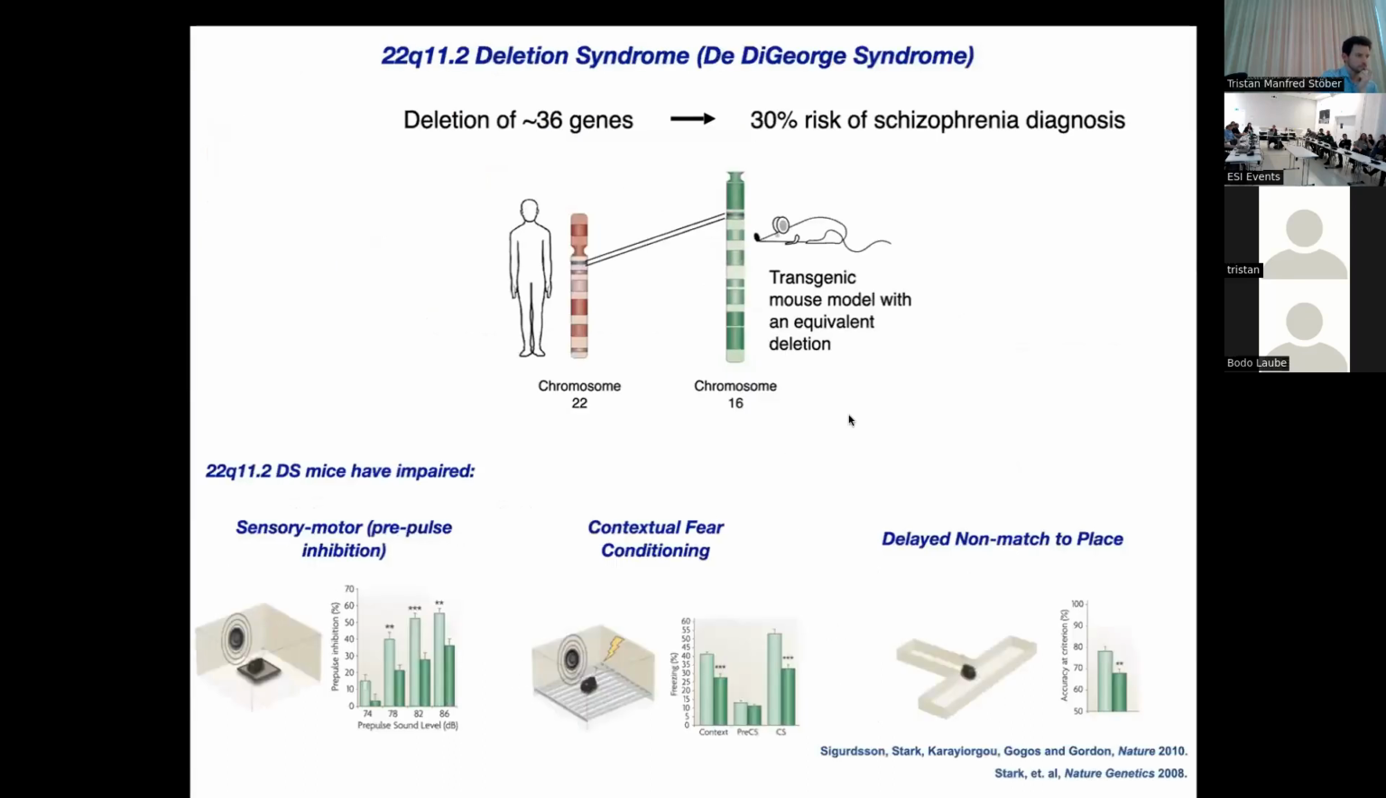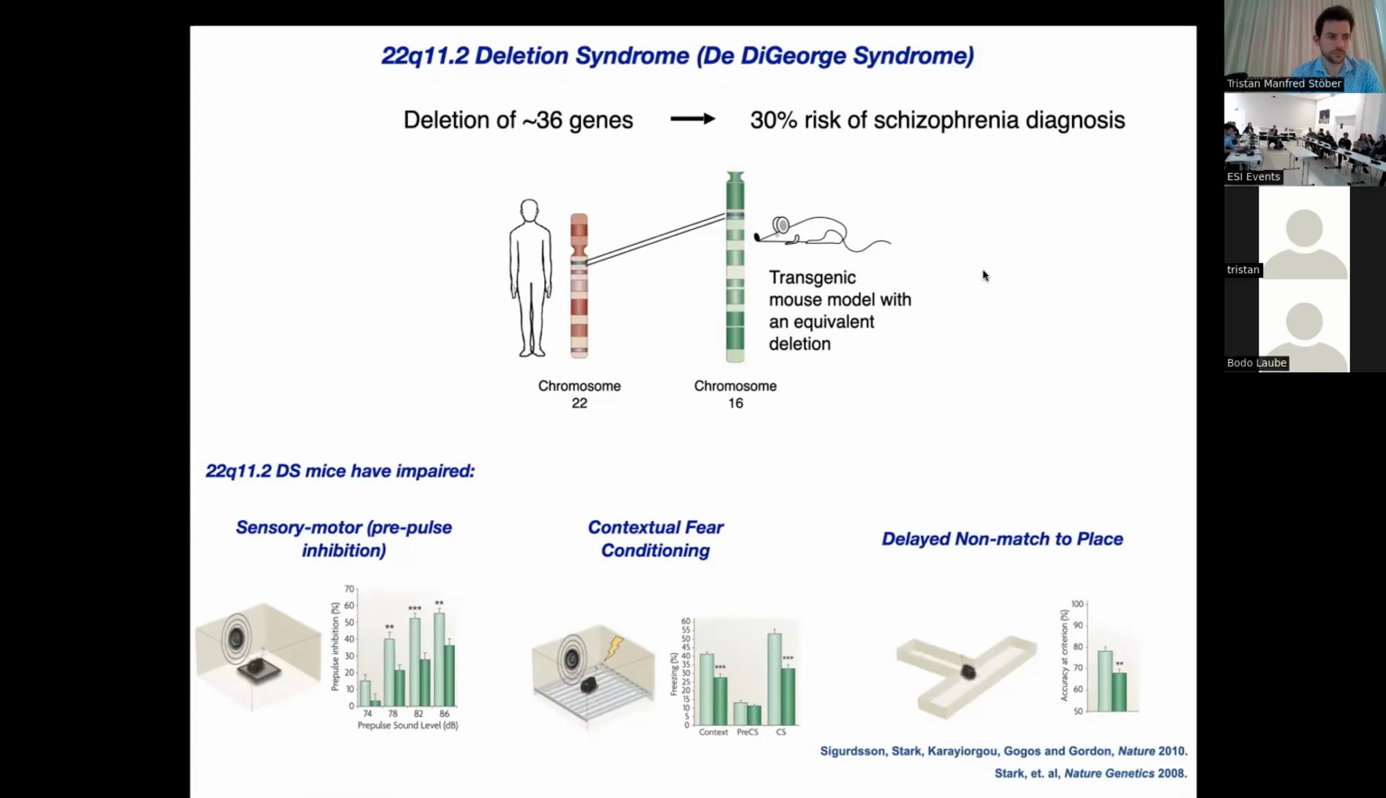So what we did, a long time ago now it feels like, is that we were able to use a mouse line, this 22q11.2 deletion syndrome line. It's DiGeorge syndrome. And this chromosomal deletion, it's spontaneous. It confers about a 30% risk of a schizophrenia diagnosis. So it's one of the leading causes of schizophrenia overall in the population. And we were able to collaborate with the Gogos lab, where they had made a transgenic mouse model with an equivalent chromosomal deletion on chromosome 16.